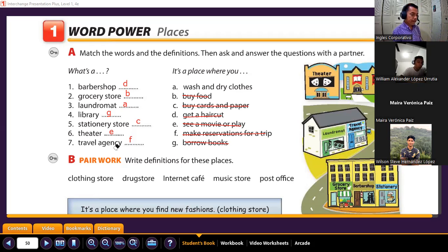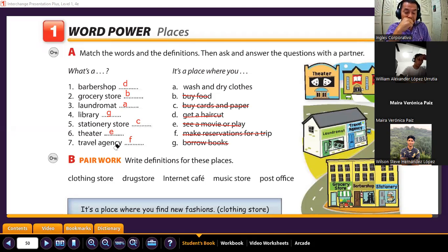In the place where you fix a venue? A pupuseria is a place where you... Primera avenida. Okay. No, the activity, for example, a barber shop is a place where you get a haircut. A grocery store is a place where you buy food. So what's a pupuseria?